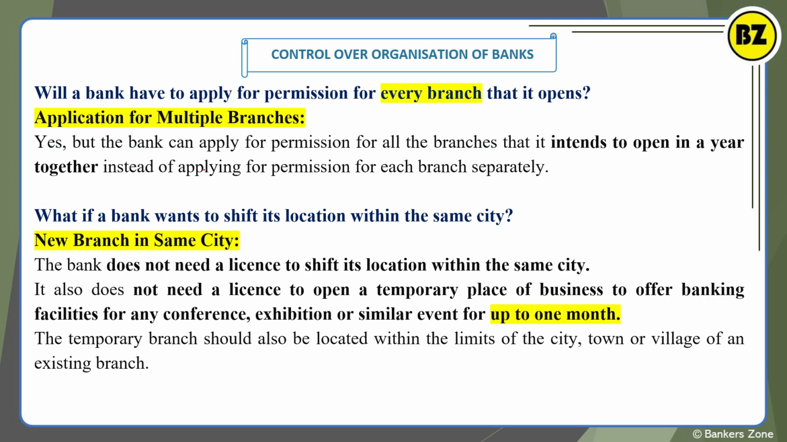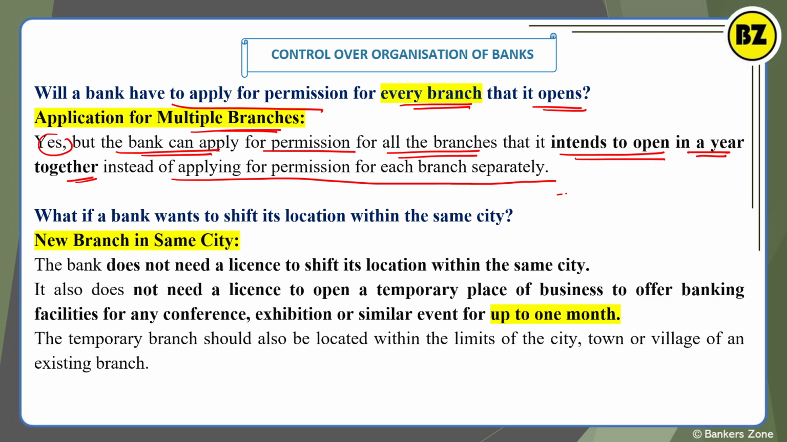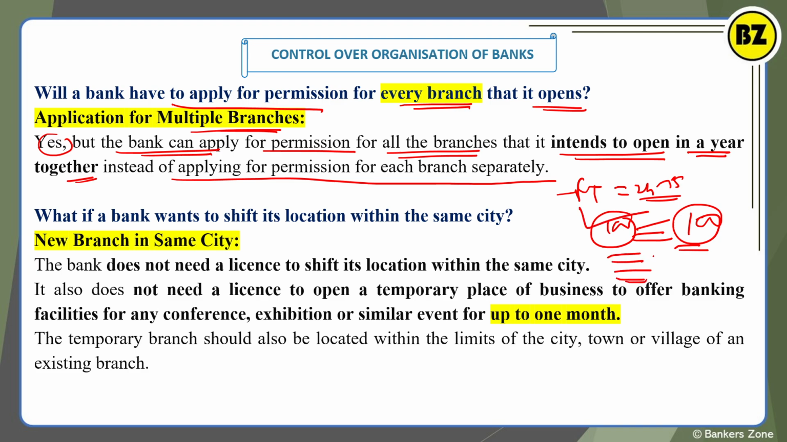Okay, now will a bank have to apply for permission for every branch that it opens? This is a very basic question in your mind. So, application for multiple branches. Yes, but the bank can apply for permission for all the branches that it intends to open in a year together, instead of applying for each branch separately. For example, in the financial year 24-25, if you have to open 100 branches, you can apply directly to the RBI that you have to open 100 branches in that year. So RBI can grant permission together, and you do not need to apply for each branch.